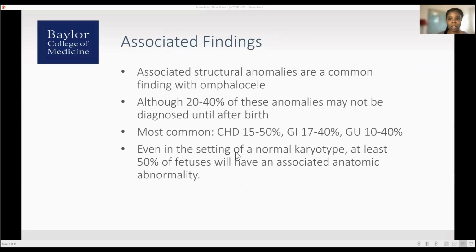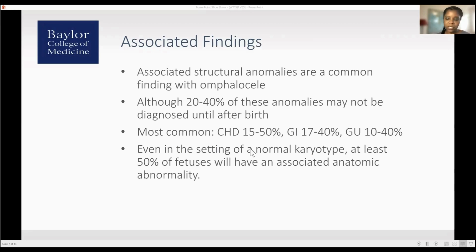Associated anomalies are commonly seen with omphalocele, and can be seen in up to 25 to 97% of cases, although 20 to 40% of these anomalies may not be diagnosed until after birth. And some of that is due to anomalies that don't develop until later in the third trimester, such as gastrointestinal obstructions or bowel atresia, which may not be identified earlier.